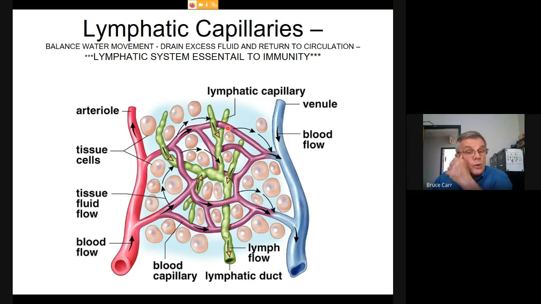So the typical view we would have of a capillary bed now has to include this green system of the ends of these lymphatic capillaries. You can see that the fluid comes from the tissue itself and is collected in these capillaries, and milking action moves them out. This water movement to drain the excess fluid and maintain water balance is a primary job of the lymphatic system. It's performed so well that it often is not discussed.